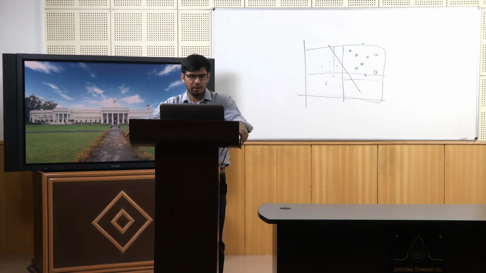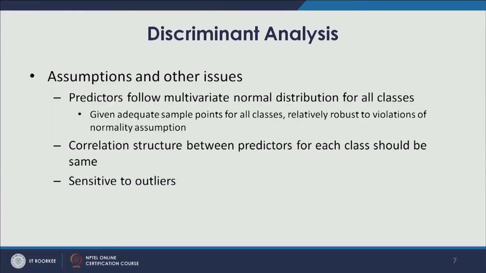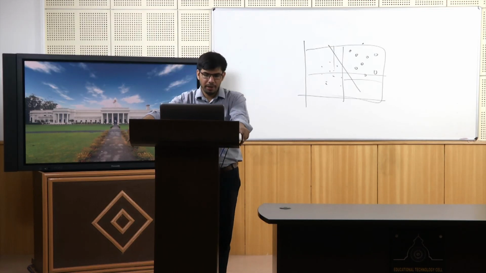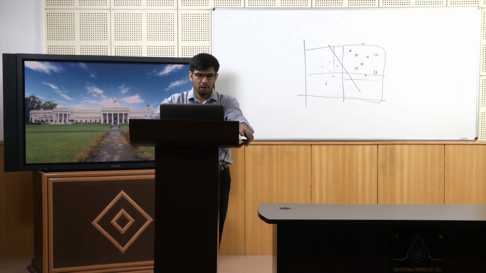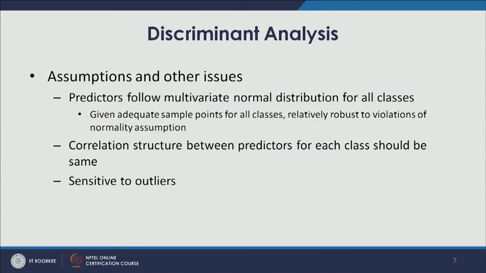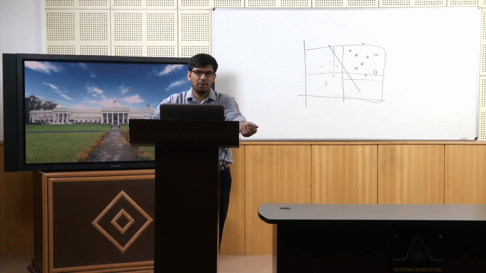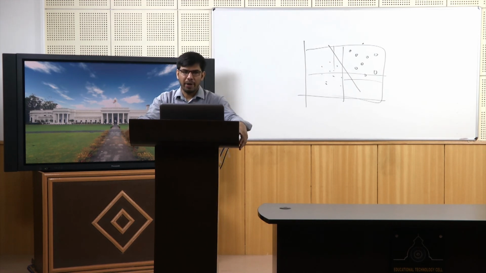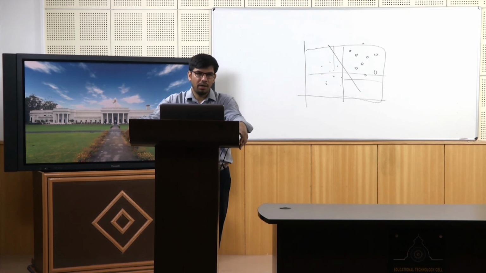So this is the first assumption. Then the second one is that the correlation structure between predictors for each class should be the same. That structure is important for us to be able to build a valid discriminant analysis model. So we can always look at the correlation matrix and find out whether the correlation structure is similar for each of those classes. Now this technique is also sensitive to outliers, as you can understand from the discussion as well: if there are a few outliers, our linear discriminant line can change significantly and that can impact the results. So it is important to identify those extreme points and eliminate them if possible.